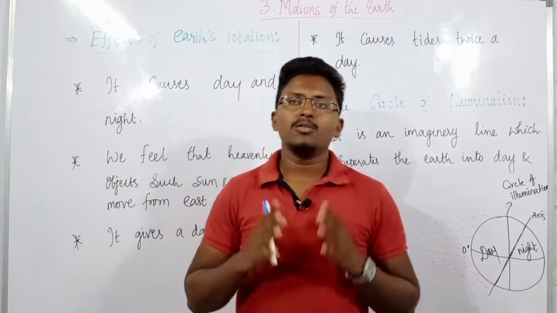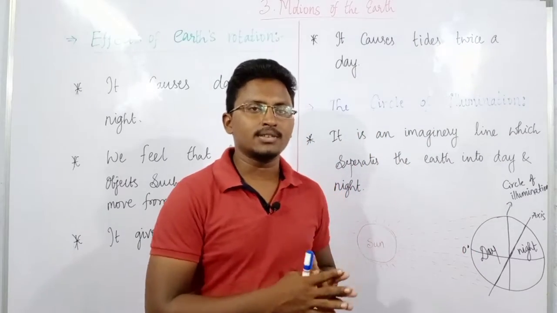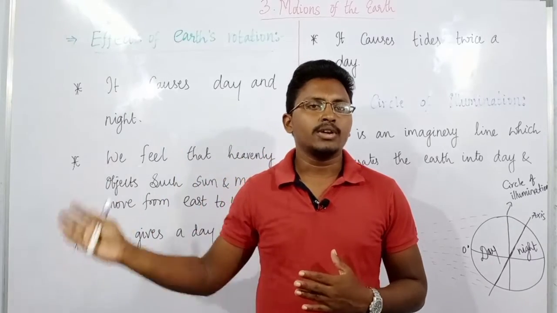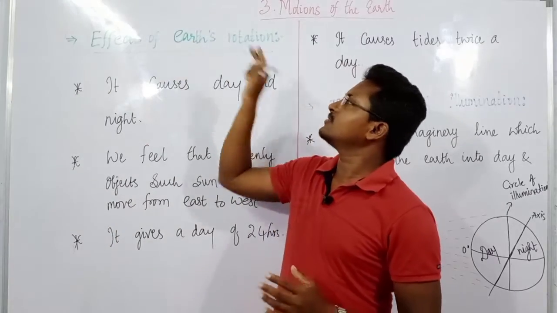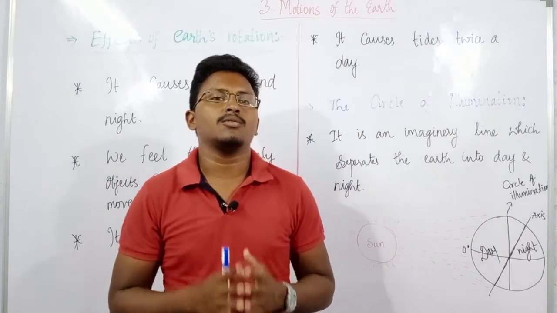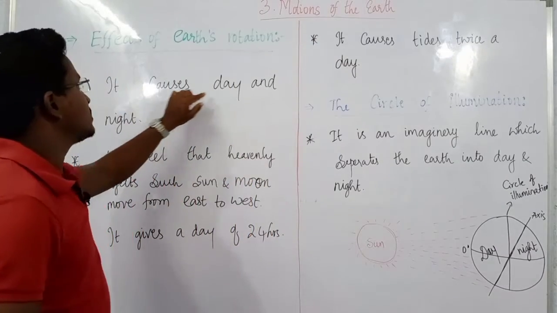Let us discuss the effects of the earth's rotation. As of now we have discussed that the earth rotates as well as revolves. First we will see the effects of the earth's rotation. What happens if the earth is rotating? The first one is that it causes day and night.